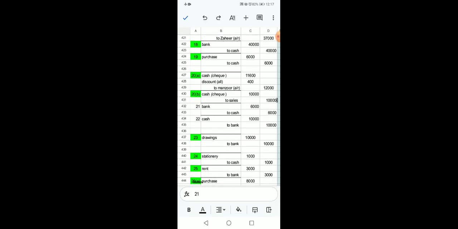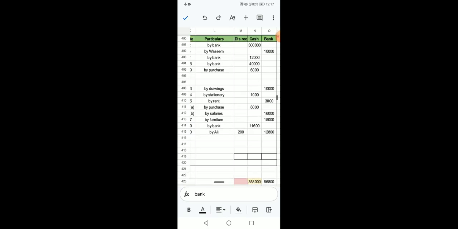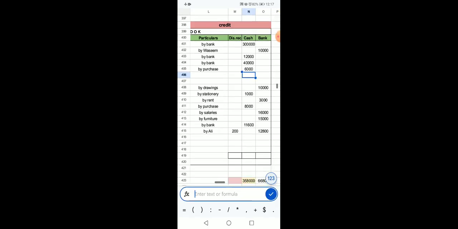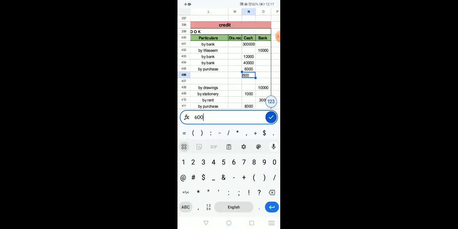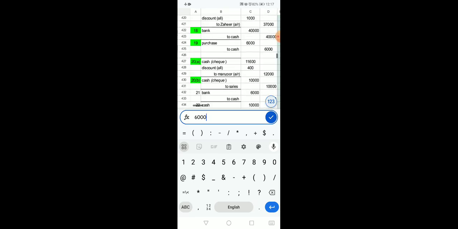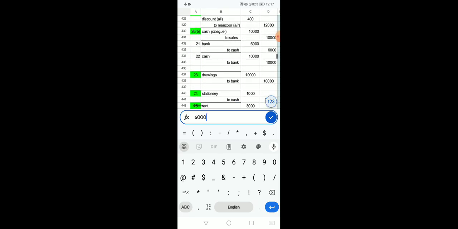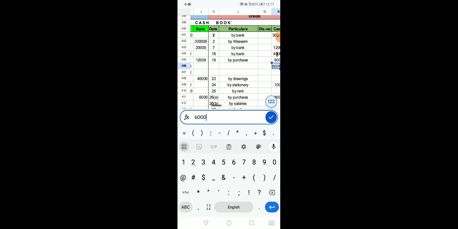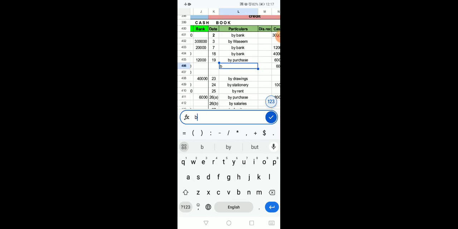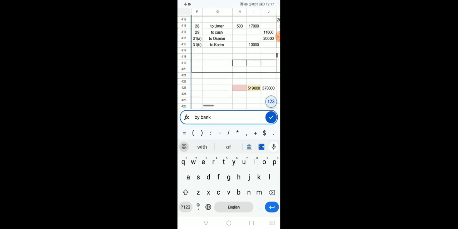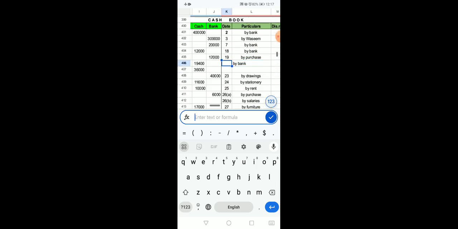In 21st entry we were having two elements. Bank has been posted on debit side, so cash is credit. With 6,000 you will go over here. 6,000 would be credited in cash column. Now see its reference bank, opposite side bank is written, so you will mention by bank over here. Date was 21, so you will mention date over here 21.